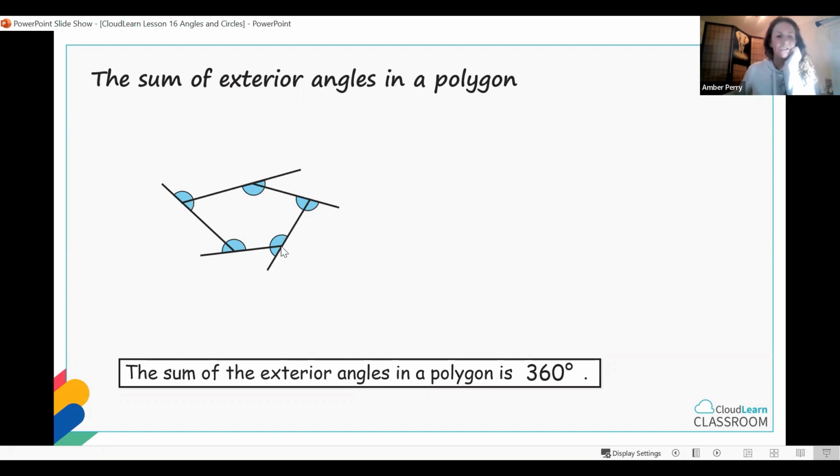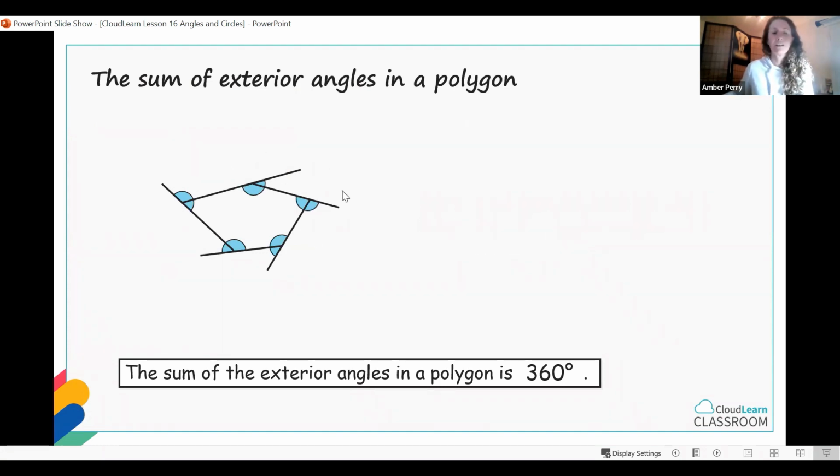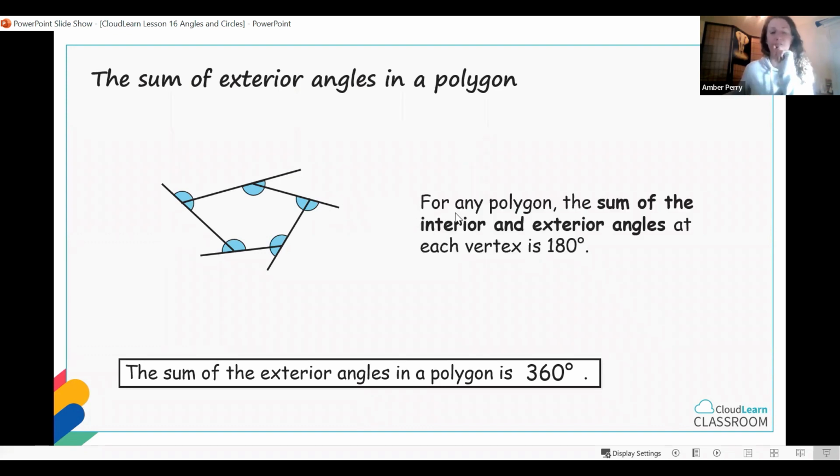But imagine this is a pentagon shaped park and you're going for a walk around this path. The same thing would happen. You'd go for a walk, you'd turn a little bit, you'd go for a walk. Your body will have turned one full circle whilst you've done that walk. So even though this has got 5 sides, its exterior angles still add up to 360 degrees. And it doesn't matter how many sides a polygon has, the exterior angles are always going to add up to 360 degrees.